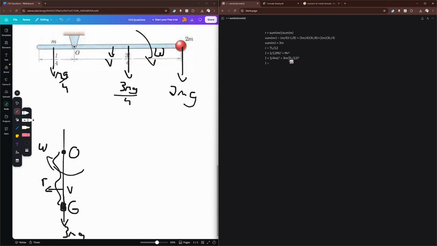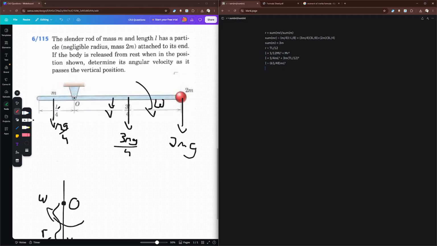Adding these together, we get I is equal to a quarter ml squared plus L squared times 49 over 144 times 3. We could take out an m as well, so that gives us 61 over 48 ml squared. I will bracket off this fraction. We now have the moment of inertia.